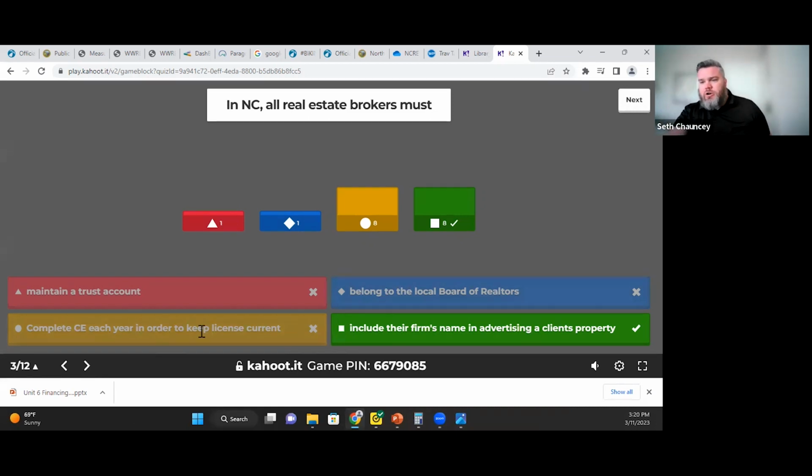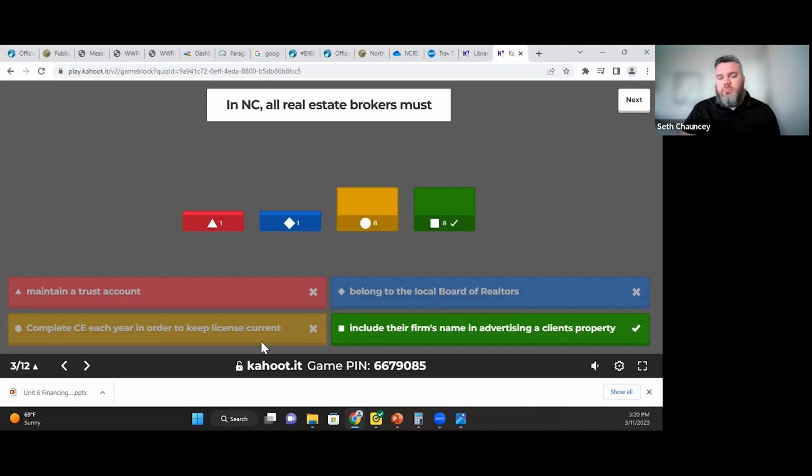Complete CE each year in order to keep your license current. Remember that the word current deals with currency. You pay your renewal fee to keep your license current. CE keeps your license active, right? Because you can be current and inactive, meaning if you have an education deficiency, you can't practice real estate because you're inactive, even though your license is current. So that would not be the right word for that. Okay? Currency expenses make you expired.